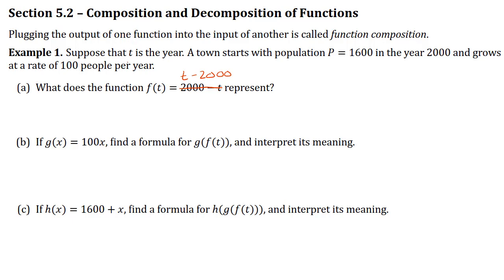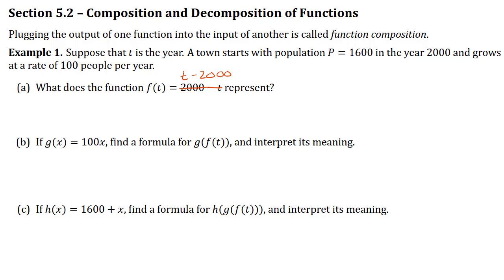And we have that a town starts with population P equals 1,600 people in the year 2000 and grows at a rate of 100 people per year. So let's look at a fairly simple function. F of t equals t minus 2000. And there's a typo here when I wrote it. I wrote 2000 minus t. That should be t minus 2000, so you can fix that. So the question is, what does this function represent? What does it tell you about the town and the year?